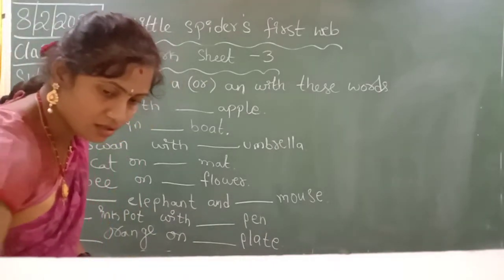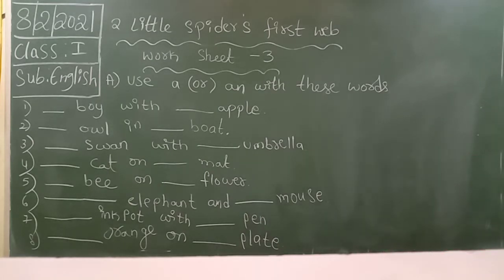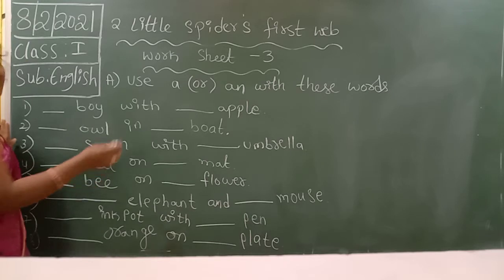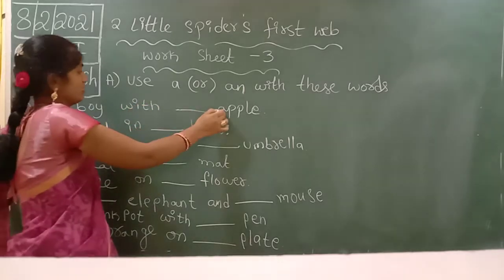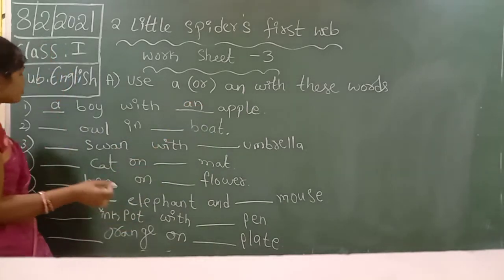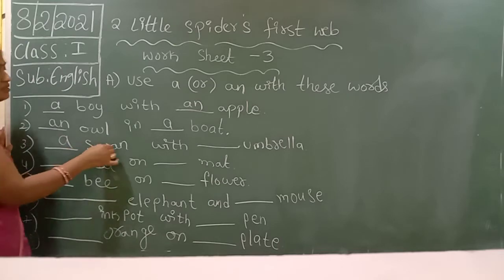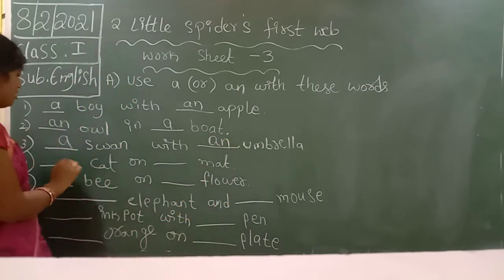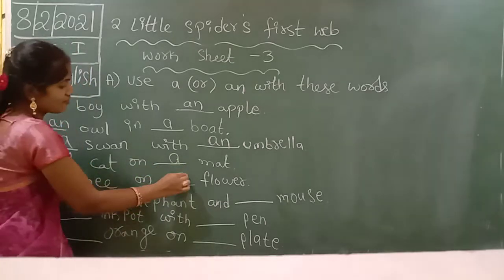Okay, children, so we have to write a or an. Boy is a consonant word, so we have to write a boy. Here, A, E, I, O, U, these are vowels, we know very well. So, an apple, an owl in a bunch, a swan with an umbrella, a cat on a mat, a bee on a flower.